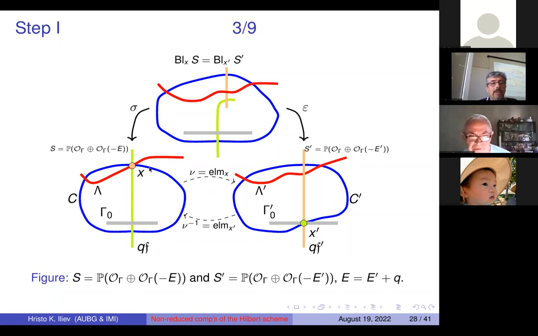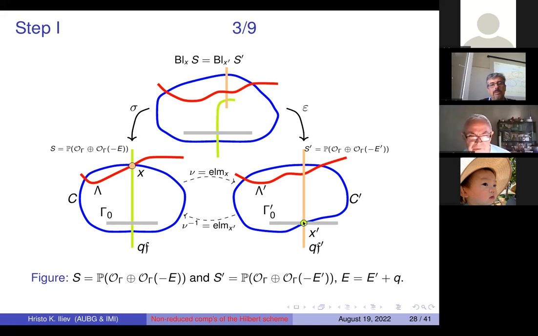Then this is the so-called elementary transformation of the root surface S at the point X. Conversely, if you take the fiber QF prime over the point Q, it has a unique intersection point with the section of minimal self-intersection gamma prime naught. And that's, in fact, what I get to consider for the inverse transformation. So if I blow up this point, I'm going to get back this picture.